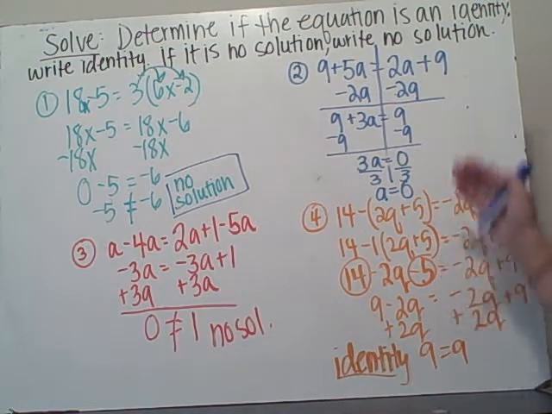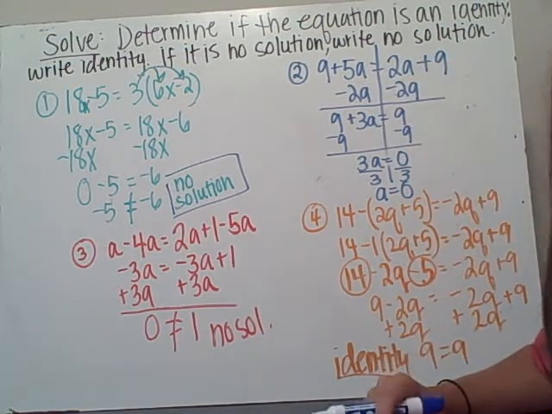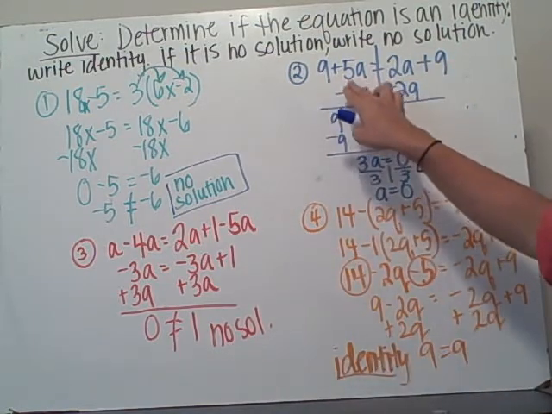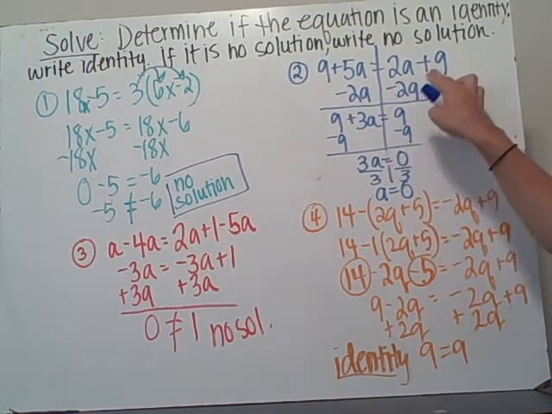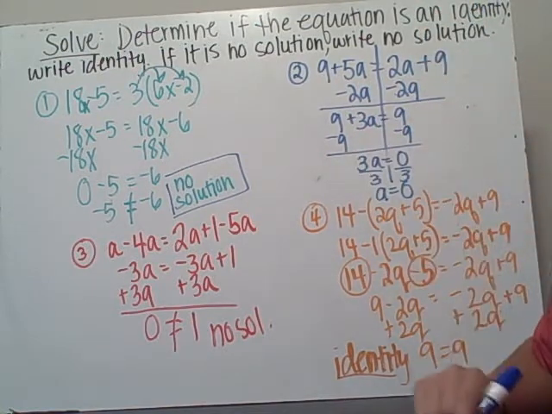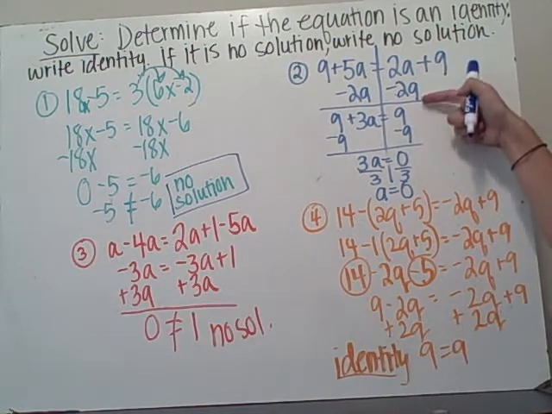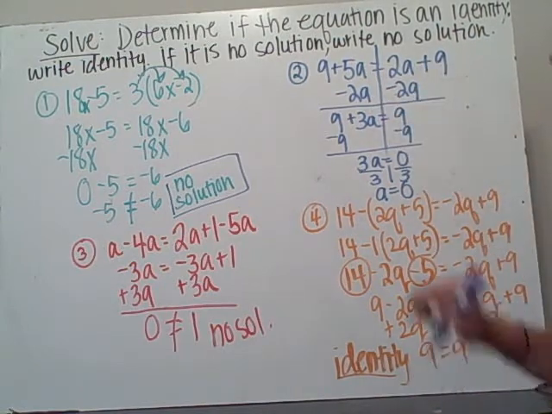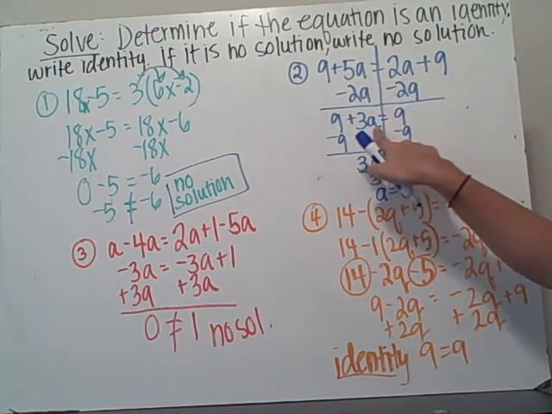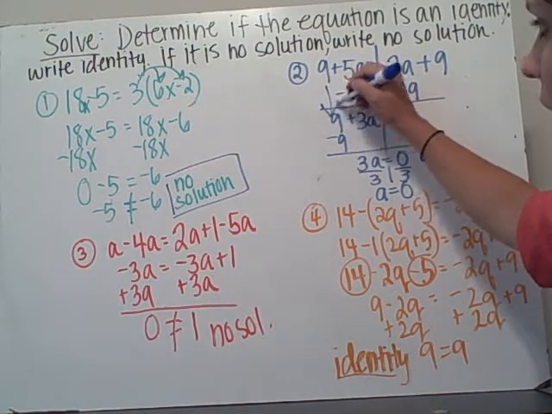Number 2, we do not have any parentheses. We just have 9 plus 5a equals 2a plus 9. I'm going to get all my variables on one side, so I subtract 2a on both sides. 5a minus 2a is 3a, and I bring down the 9.